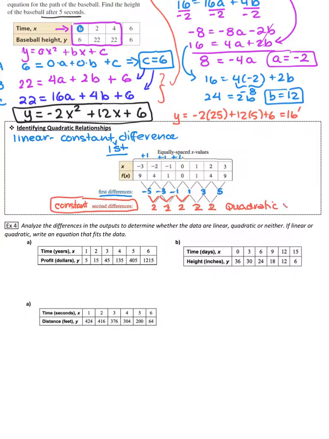So think about it. Quadratics are something x squared. It's that 2 that goes with the second. If I didn't have a constant second difference, but a constant third difference, that would be a cubic function, and it keeps going progressively. Whatever your power is, that's how many differences it takes to get a constant difference. Okay, let's see how this plays out.